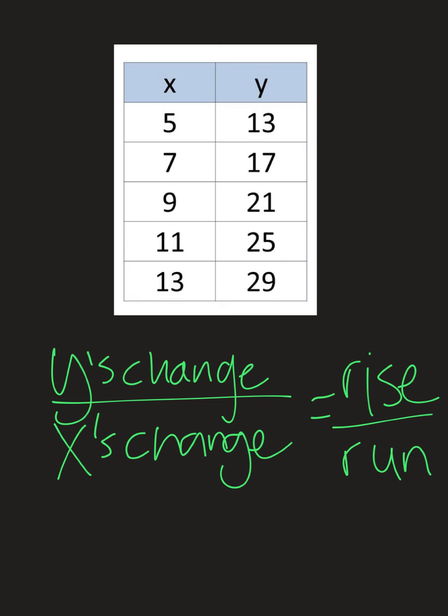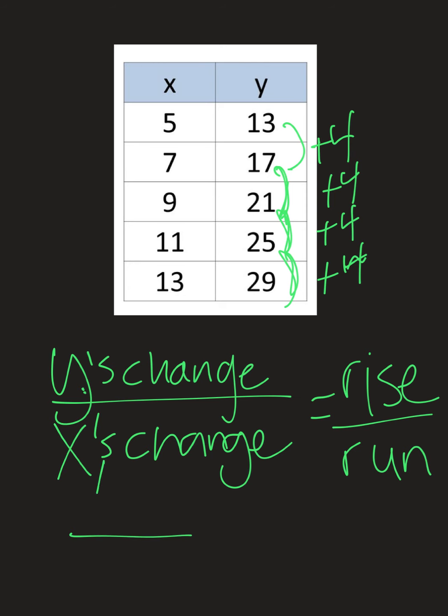Now in tables, we're going to look at the change in y first, how we get from one to the next, and then we'll look at how x changes here momentarily. So from 13 to 17, I add 4. From 17 to 21, I add 4. Do we see the trend here? Plus 4, plus 4. So my numerator is going to be positive 4. For my change in x, which is my denominator, I add plus 2, plus 2, plus 2, plus 2.